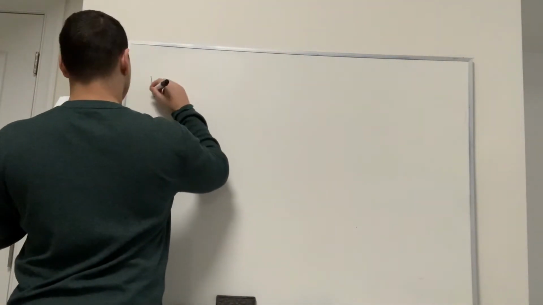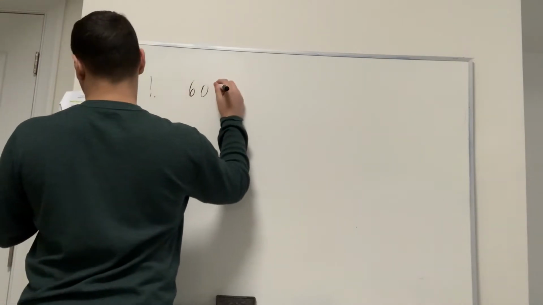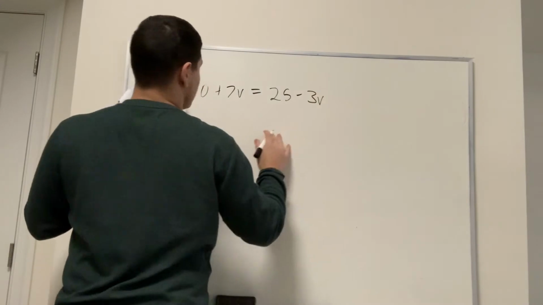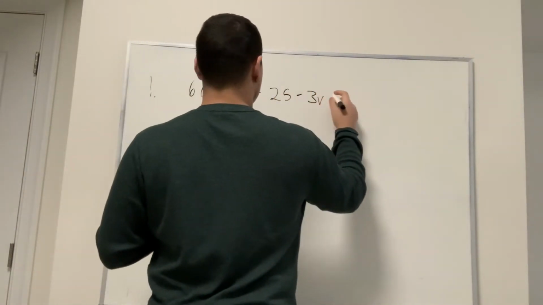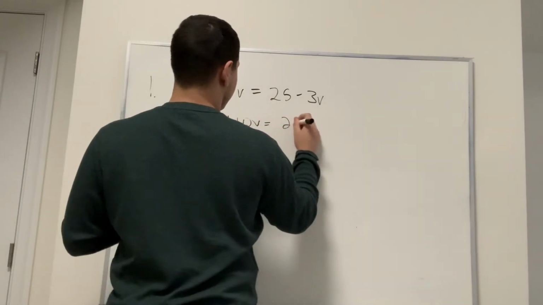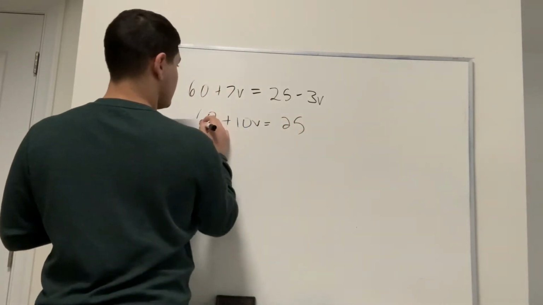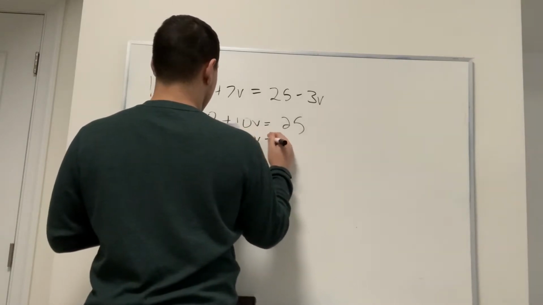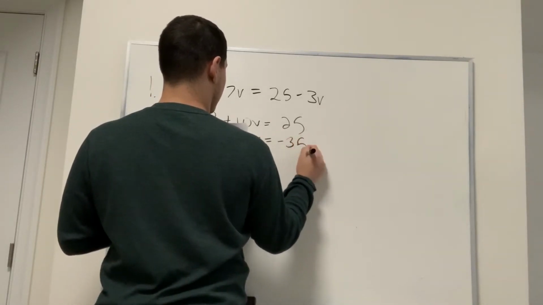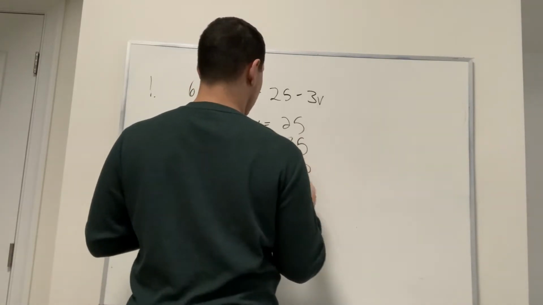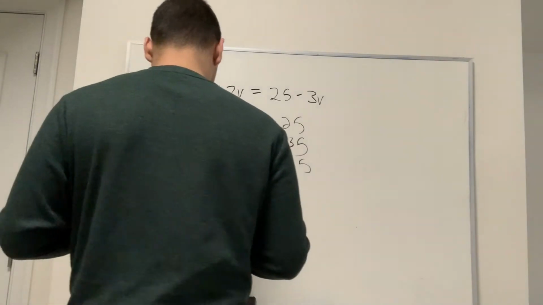Warm-up. Number 1 of the warm-up is 60 plus 7v equals 25 minus 3v. So you can add 3v to each side, and you get 60 plus 10v equals 25. Subtract 60 from each side, and you get negative 35. And then you divide, you get negative 3.5.